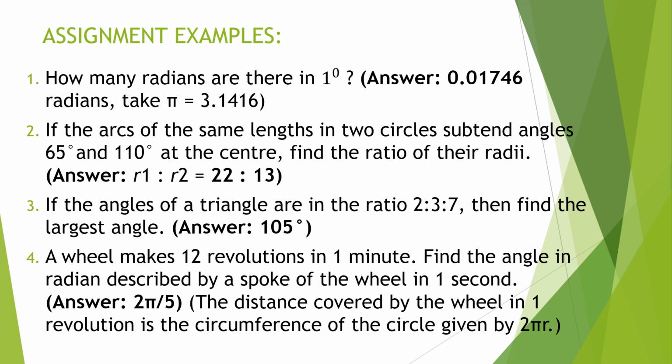Now the hint over here is the distance covered by the wheel in 1 revolution is how much? The whole circumference of a circle, and it is given by 2 pi r. So for 1 revolution it is 2 pi r. You can find for 12 revolutions, and then when you find the angle, you will be getting it as 2 by 5 pi.